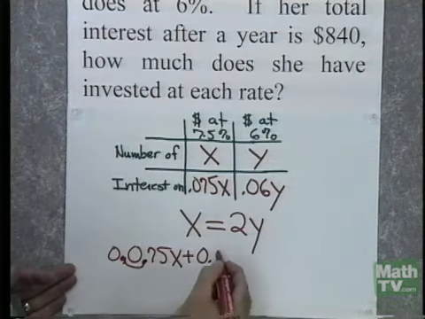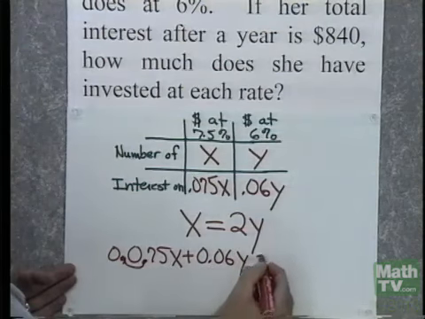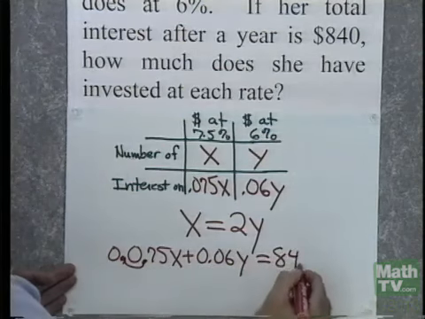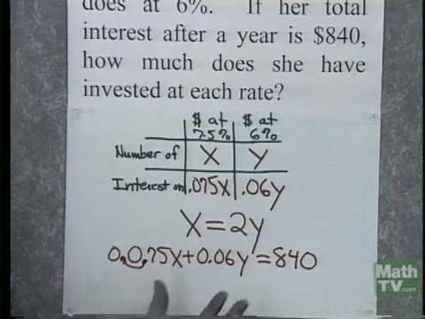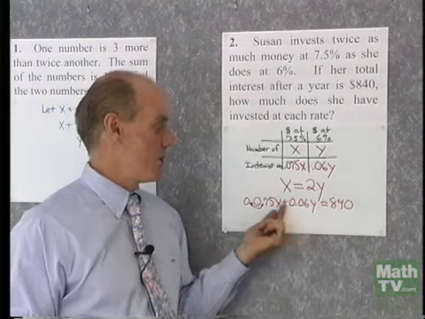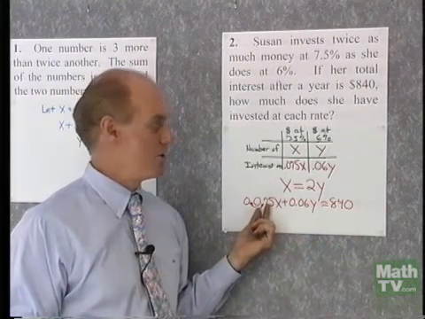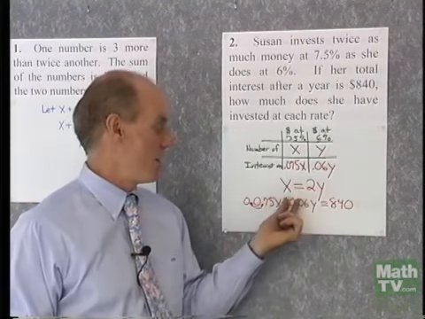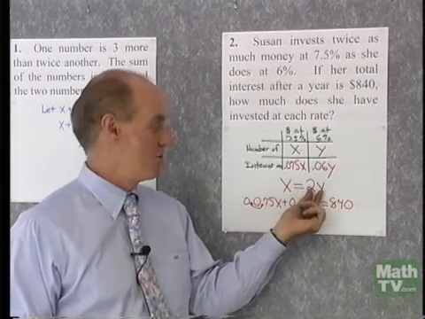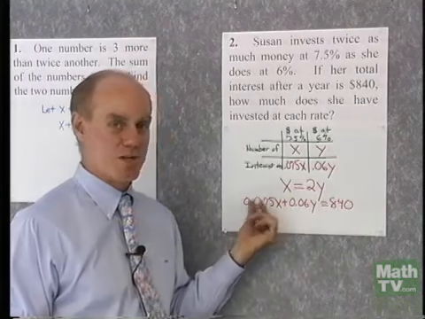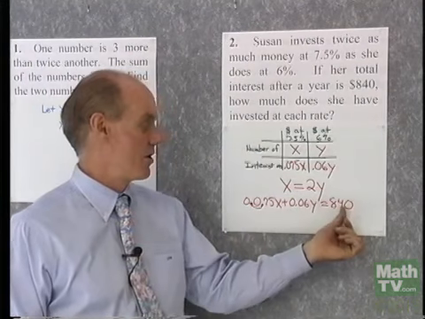0.075x plus 0.06y is equal to $840. Now I would solve this system of equations by possibly multiplying this second equation through by 100 and then substituting 2y for x. So I take 2y, which is x, and put it into this equation, maybe multiply this through by 100 to clear it of decimals.